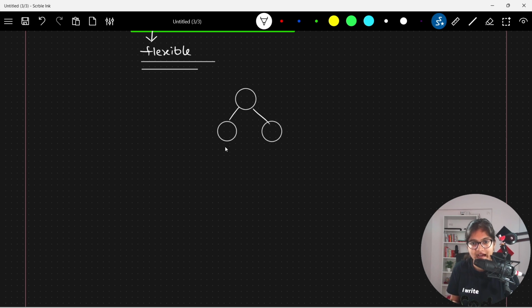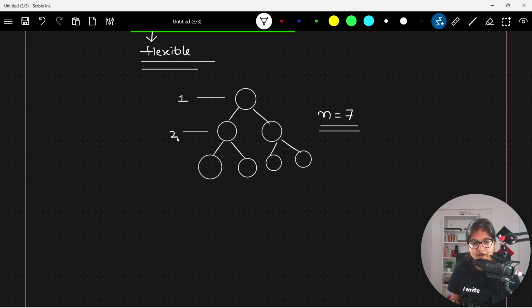For example, here I am having the nodes. These are the nodes that I have. Okay, so how many nodes do we have? 1, 2, 3, 4, 5, 6 and 7. Number of nodes is equal to 7. How many levels do we have? Level number 1, level number 2, level number 3. By default, it will start from 0, 1 and 2.